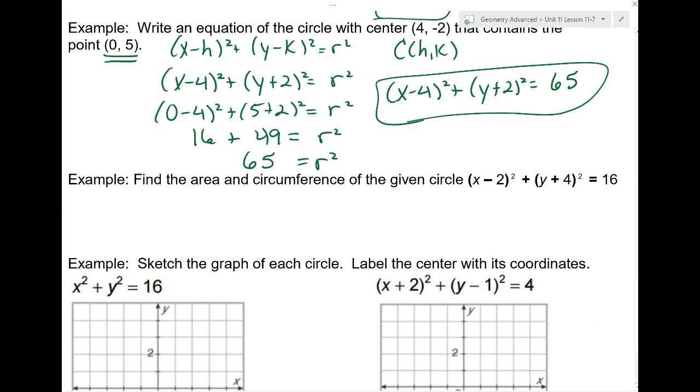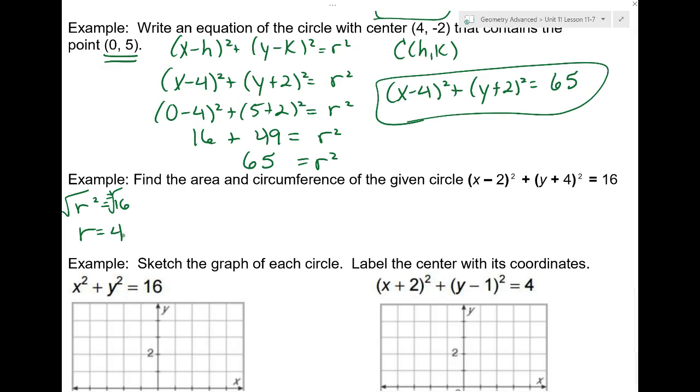Guys, what's the one thing about area and circumference you have to know? Can I get that if I'm given the equation of a circle? Yeah, we know that r squared is equal to 16. So when I take the square root of that, and I get r is equal to 4, I can quickly now plug and chug that into my two formulas.